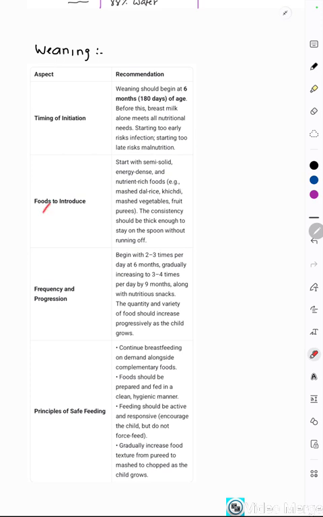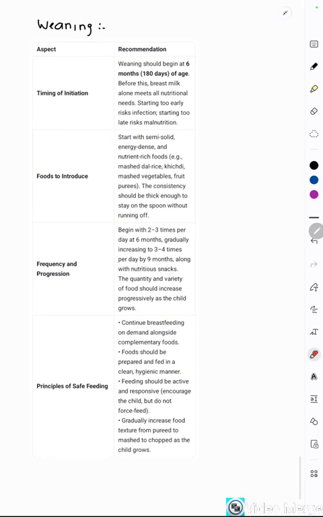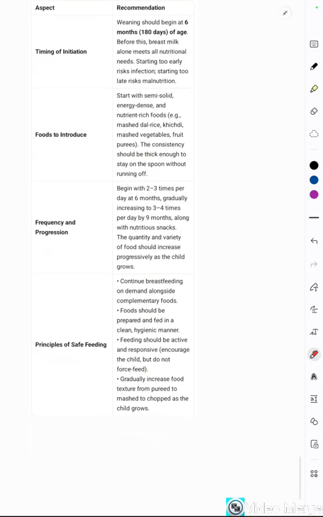Then the foods that you should introduce. In complementary feeding, semi-solid energy dense foods are given. For example, mashed khichdi, mashed vegetables, porridge should be given. Then the frequency and progression. Begin about 2 to 3 times per day at 6 months. Then by 9 months, increase it to 3 to 4 times. And the quality, the quantity and the variety of the food should be increased progressively.